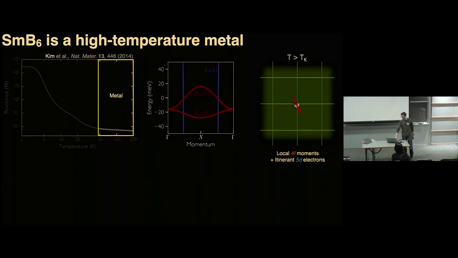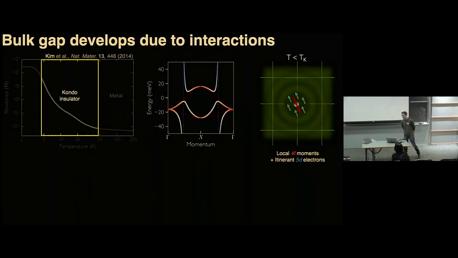So what happens as you cool down this material is that the 5d electrons start to coherently screen the 4f moments. This generates Kondo singlets at every lattice site, and that interaction creates an avoided crossing and opens a gap at the chemical potential. So that gap drives up the resistivity, and this phase is a Kondo insulator. I'm sure you're familiar with it. It's an interaction-driven insulating phase.